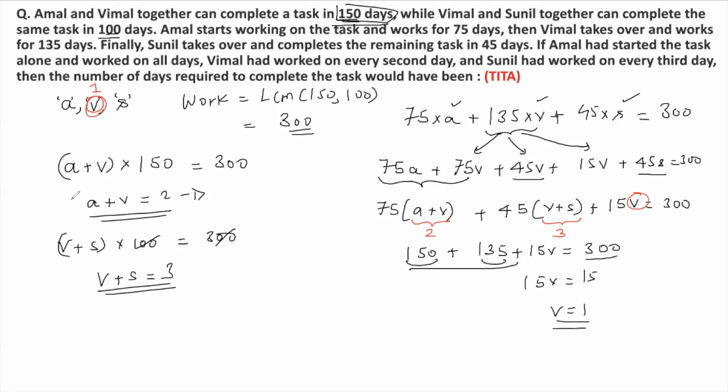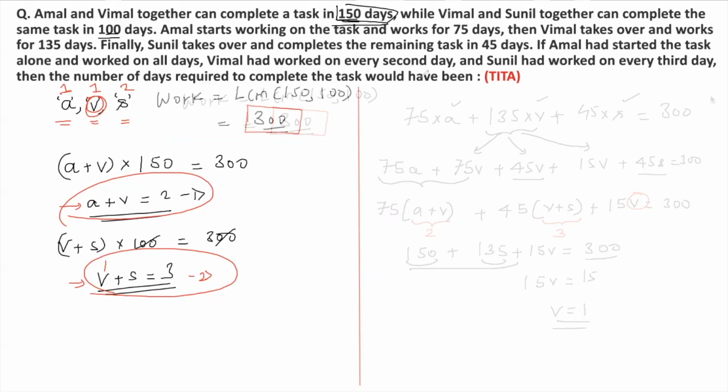And now this value of V, I will substitute in equation 1 and the second equation, which I had forgotten to number, equation 2. In these two equations, I will substitute the value of V as 1. I will get A as 1, right? And if I put V as 1, 1 plus S is 3, I'll get S is 2, right? That's exactly what we need to answer the question right now. The efficiencies for A, V, and S, and the total work done 300. And now we can answer this particular question.